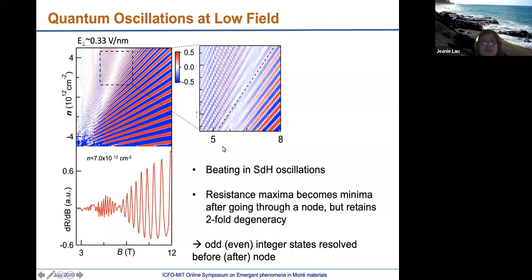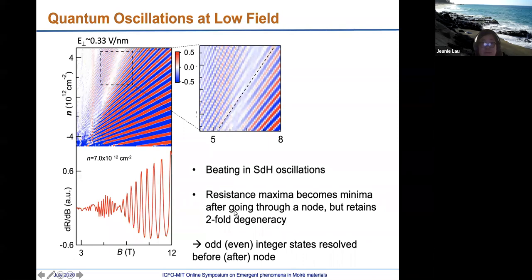Another thing is that if we take this region and zoom in, we see that this red curve, which corresponds to the maximum, after crossing this white region, which is the node, becomes a minimum. But if you count the degeneracy of each of these fans, they still have 2-fold degeneracy, which means that, for example, before this node we have only integer states resolved, and after this node we have odd states resolved. Which is actually quite strange.